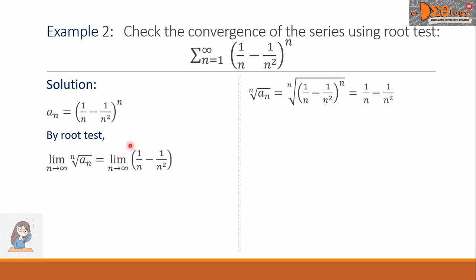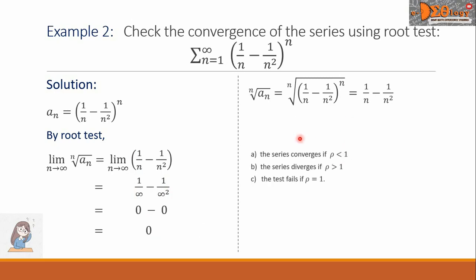So we have now the limit as n approaches infinity of the expression 1 over n minus 1 over n squared. Evaluating the limit, we have now 1 over infinity minus 1 over infinity squared. We know that this will be equal to 0 minus 0, which is 0. Now, our test of convergence is here. Our derived value is 0 and this is less than 1, which means we conclude that the series converges.